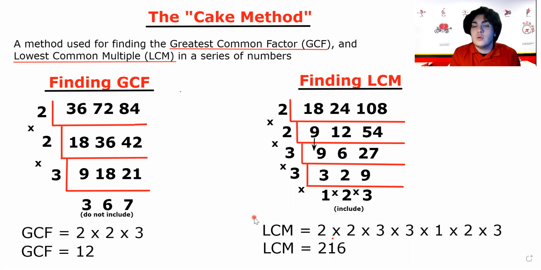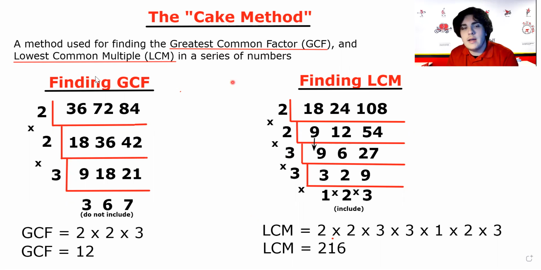Today I am making a quick instructional video regarding the cake method. So the cake method is a way to find the greatest common factor or the lowest common multiple in a given series of numbers. When we discuss greatest common factor, we are referring to the largest number that is a factor of the numbers in the set. And when we talk about lowest common multiple, we are referring to the smallest number which is a multiple of all of the numbers in the set.